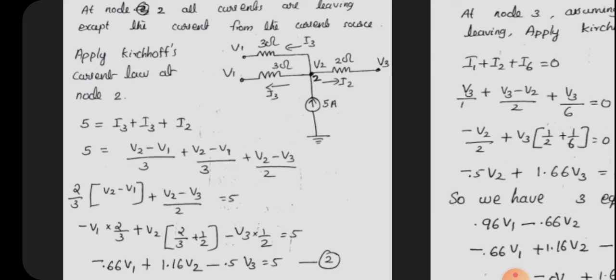And there is another 3 ohm also. So the current through I3 will be (V2 minus V1) by 3, plus the current through the 2 ohm, which will be (V2 minus V3) by 2. We know that all the resistors are connected between two nodes, so we have to take the differential voltages, and since we are dealing with the V2 node, we will assume that the voltage at node 2 will be greater. So we will take the terms V2 minus V1, V2 minus V3, etc.